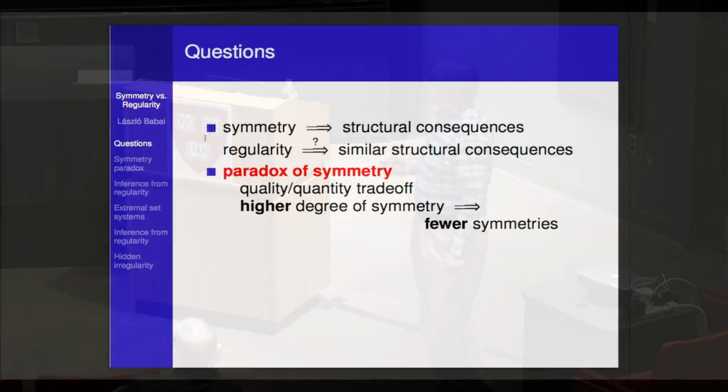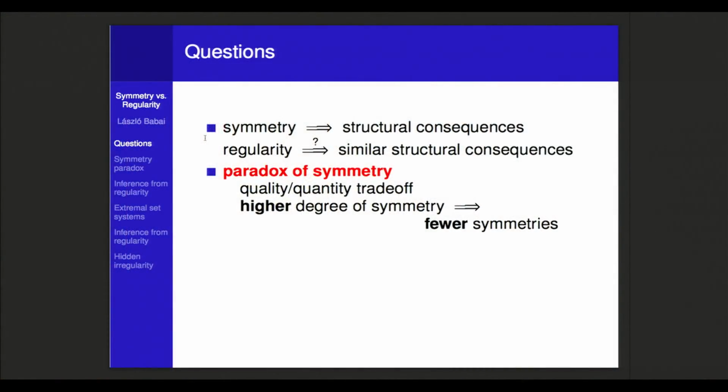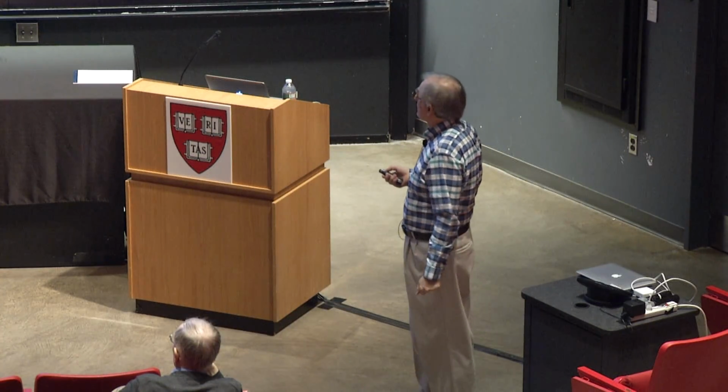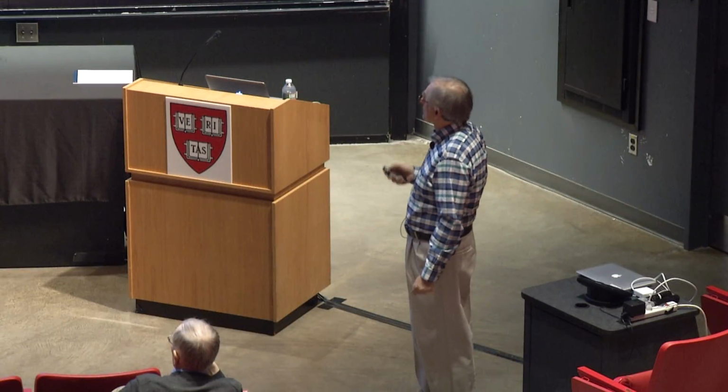There is a paradox of symmetry. There is a trade-off between the quality of symmetry and the quantity of symmetry. Quantity of symmetry would just be the number of automorphisms. The quality of symmetry is something that is evident when you look into what kind of symmetries we consider. But in any case, what seems to be rather easy to observe is that higher degrees of symmetry force fewer symmetries. Question then, analogous question: if we only assume regularity, does that impose such a constraint on the number of symmetries, on the number of automorphisms?